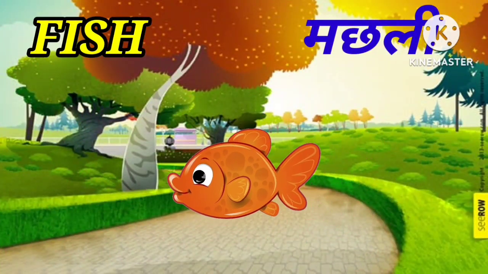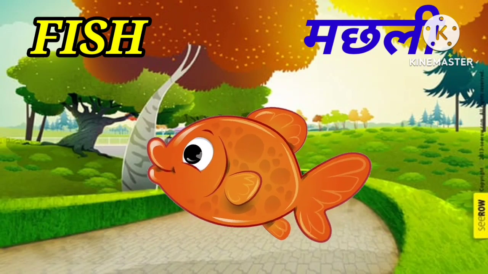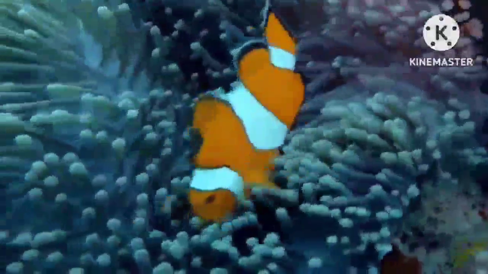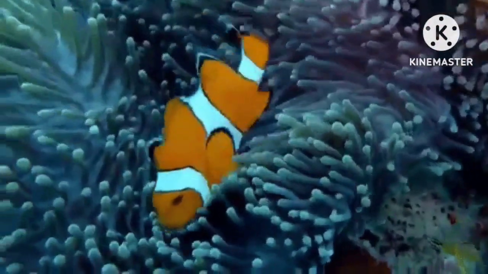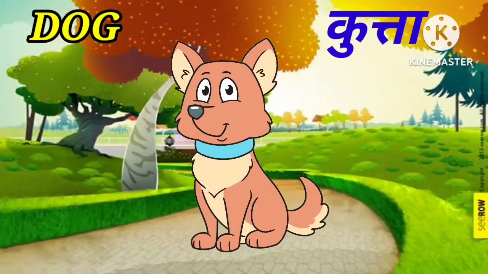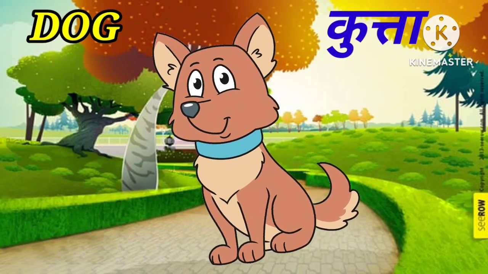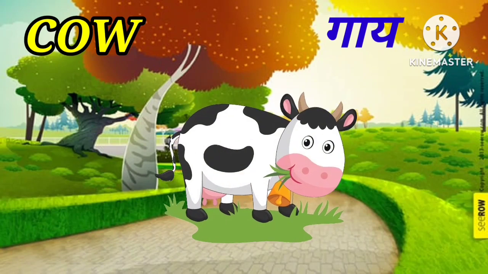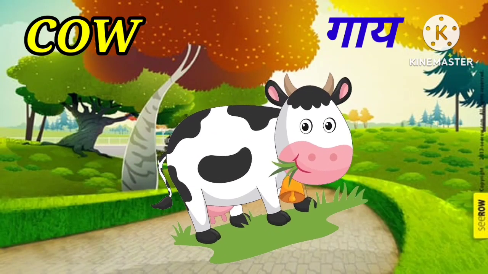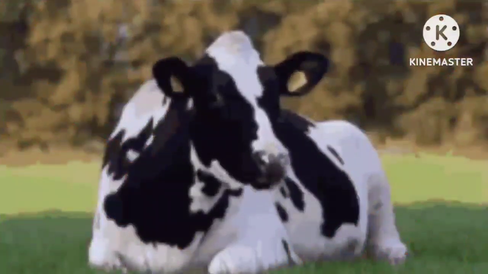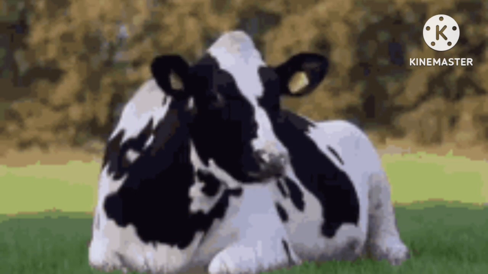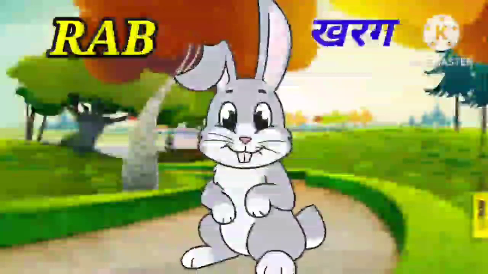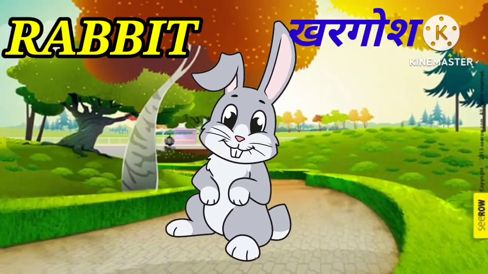This is fish. In Hindi, Machli. This is dog. In Hindi, Kutta. This is cow. In Hindi, Gaye. This is rabbit. In Hindi, Khargosh.